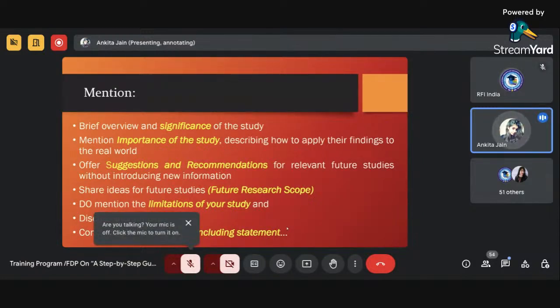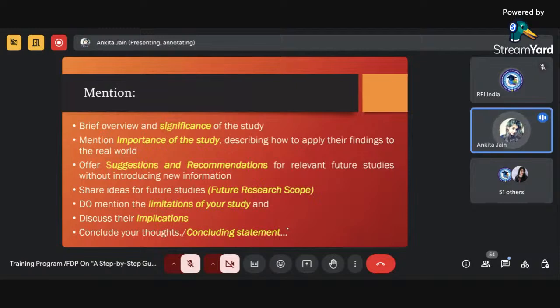For example, if you are doing any research on banks, the implications can be for the research scholars or researchers. It can be for the academicians. It can be for the bankers. It can be for the banking employees, meaning the employer and the employees. And finally, you should also write one concluding statement.